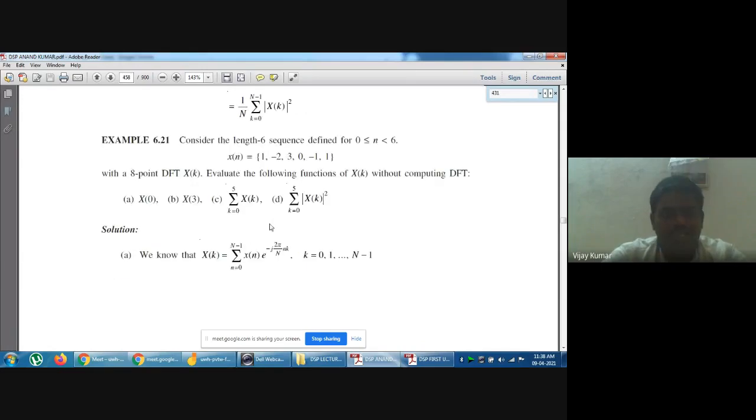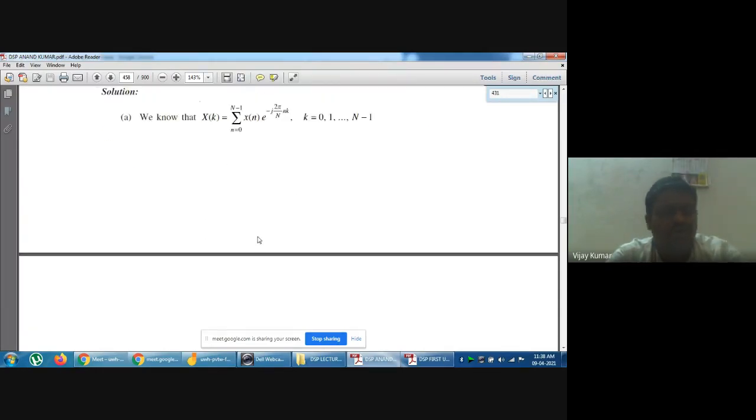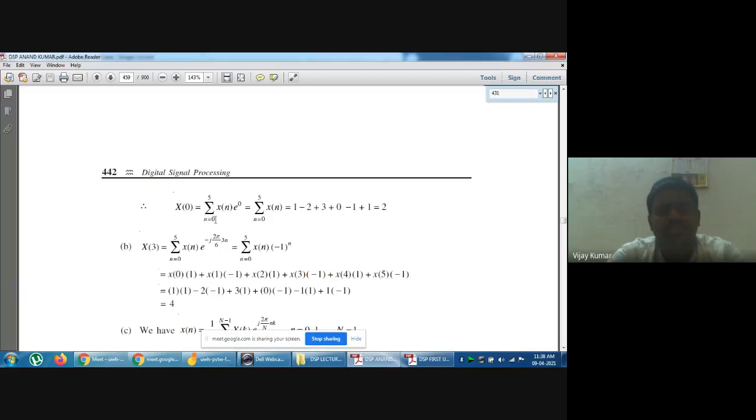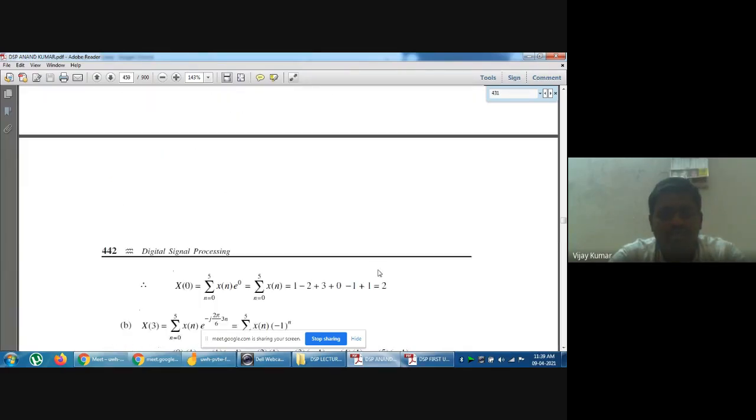See here, this is one more problem. Consider the length of the sequence: a 6-point sequence is given. You are asked to evaluate the following function without computing the DFT. These kinds of problems were asked in the previous exam. X of k equal to summation n equal to 0 to n minus 1, x of n e power minus j 2 pi n k by n, where k ranges from 0 to 5 because the length is 6. Without computing the DFT means you replace k with 0. That means summation n equal to 0 to 5, x of n e power 0. What will you get? 1 minus 2 plus 3 plus 0 minus 1 plus 1. You will get 2.